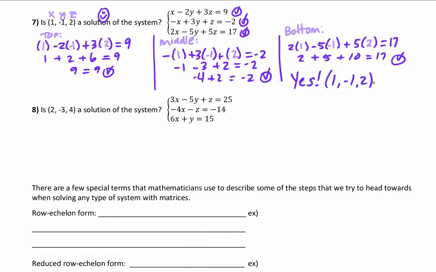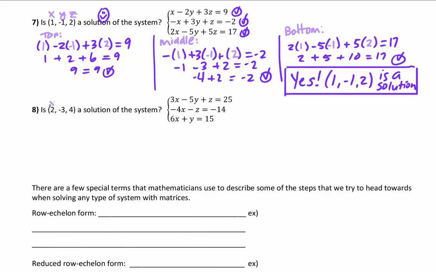Now, it might not be the only solution. If we have infinite solutions, maybe this is just one of many points that actually satisfies it, but it at least is a solution. Let's go ahead and try number 8. 8 is the same idea.